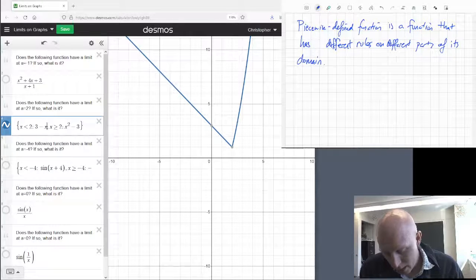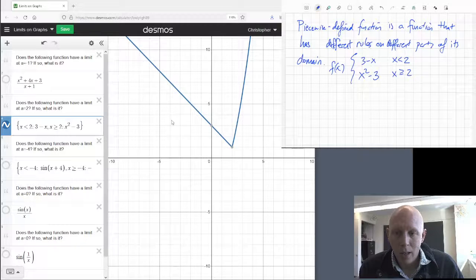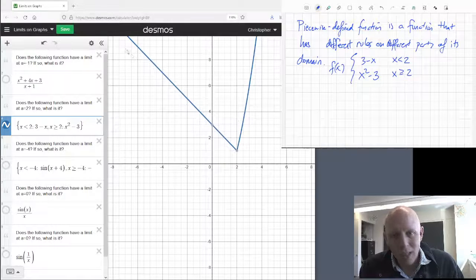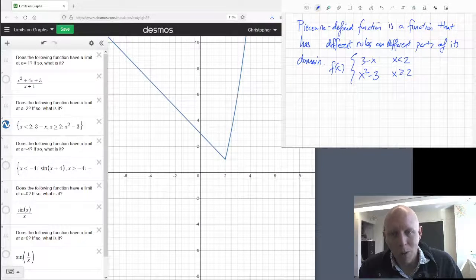So the example here is that f of x is equal to 3 minus x when x is less than 2, and when x is greater than or equal to 2, we have x squared minus 3. If we zoom out even further, we can see that this part of the function is a line, and this part is a parabola. So this is our function, and the question is, what's happening at 2? Would we say that the function has a limit at x equals 2?